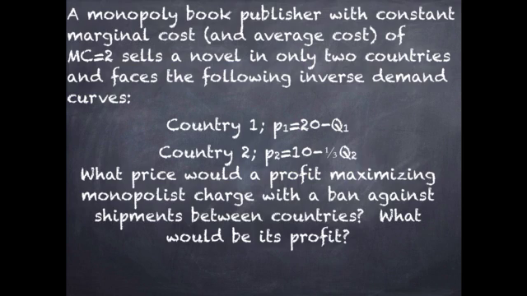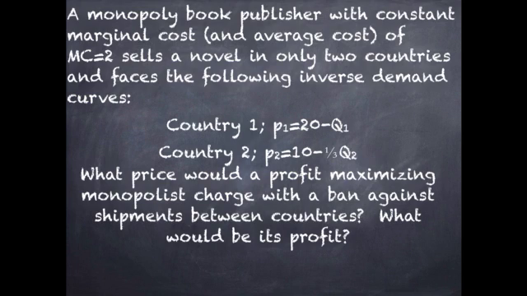So you have to realize that with the ban in place, there are 2 separate markets that this monopolist is selling to. It has a market in country 1 and a market in country 2. So with that ban, it effectively can segment the market and engage in group price discrimination. So this part's actually easy. All you're going to do is maximize profits in country 1 and maximize profits in country 2.